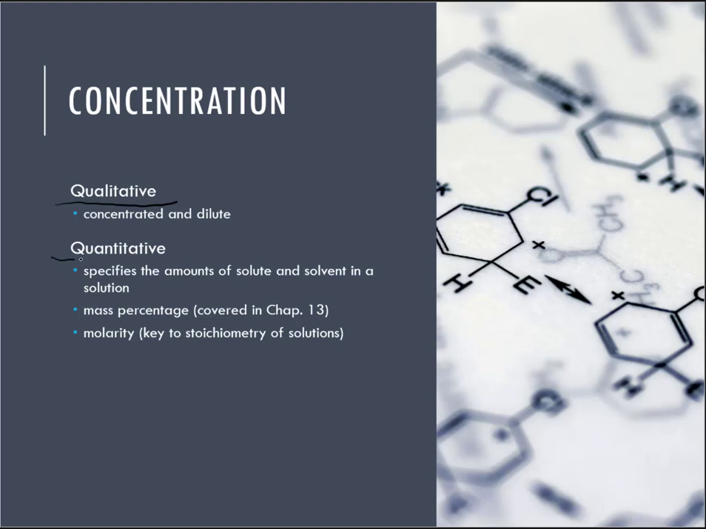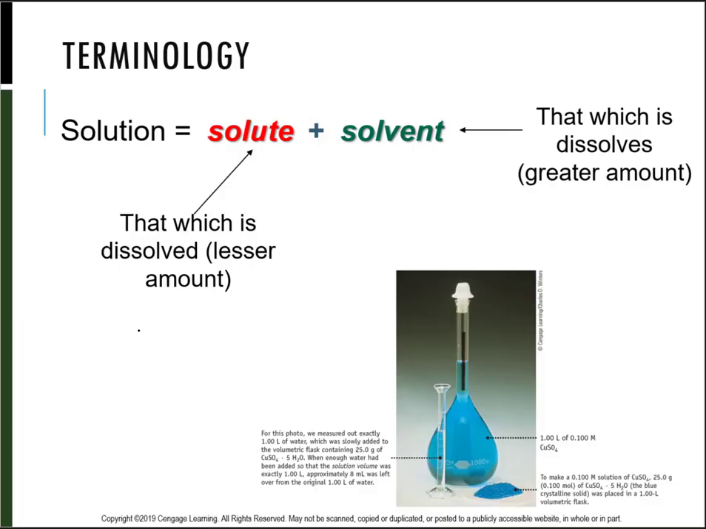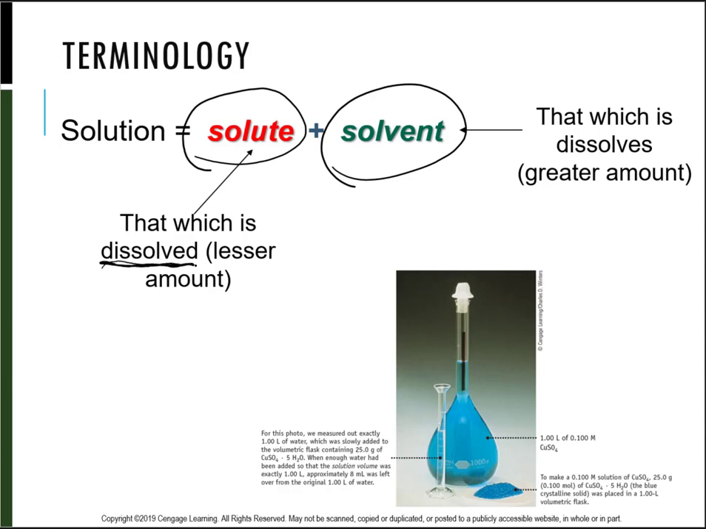But using quantitative measurements, we would be able to specify the amount of solute and solvent in a solution. We can look at mass percentage, and we can look at molarity. A solution is comprised of 2 pieces: the solute and the solvent. The solute is what is being dissolved. The solvent is what is doing the dissolving.